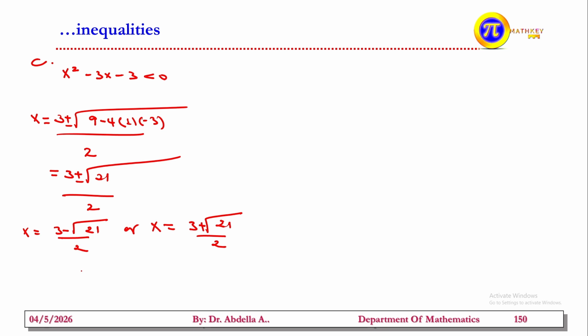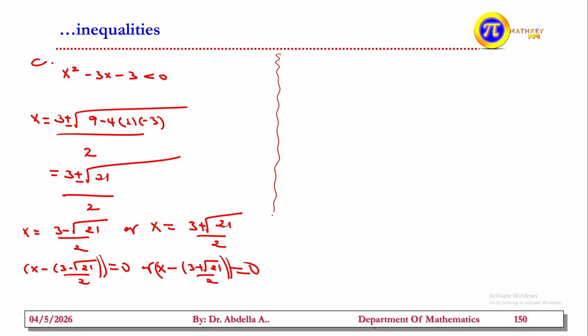What does it show? This shows that x minus 3 minus the square root of 21 over 2 is equal to 0, or x minus 3 plus the square root of 21 over 2 is equal to 0. Both equal 0 means the factors are x minus 3 minus the square root of 21 over 2 times x minus 3 plus the square root of 21 over 2 is less than 0. So we consider the cases now.